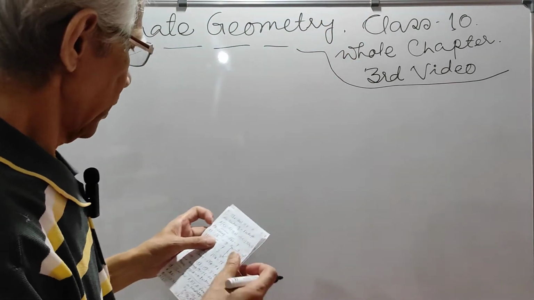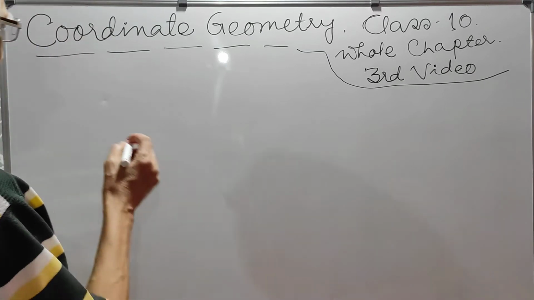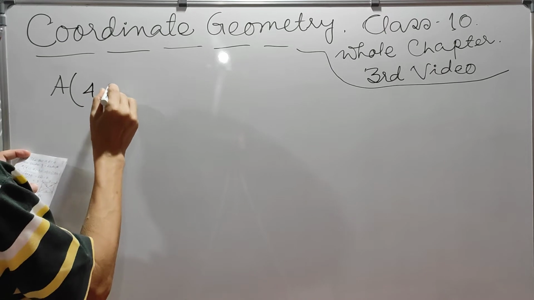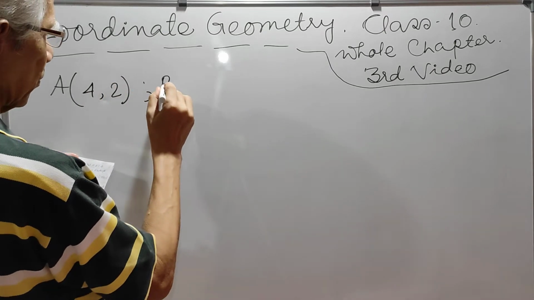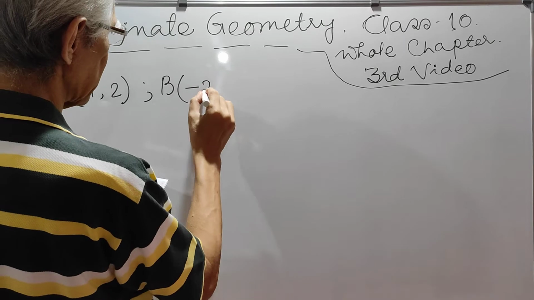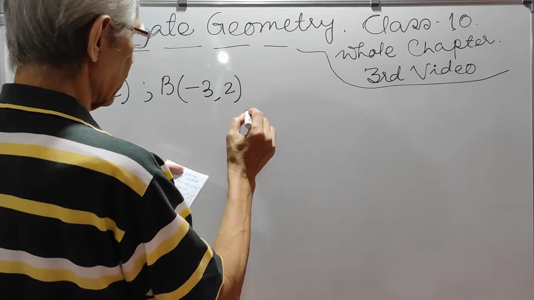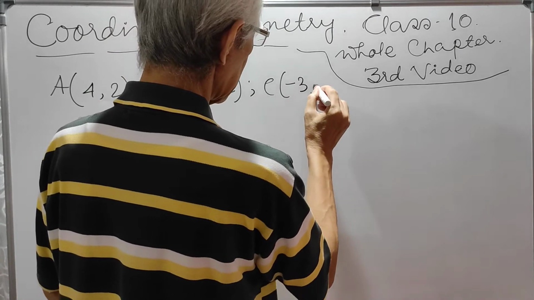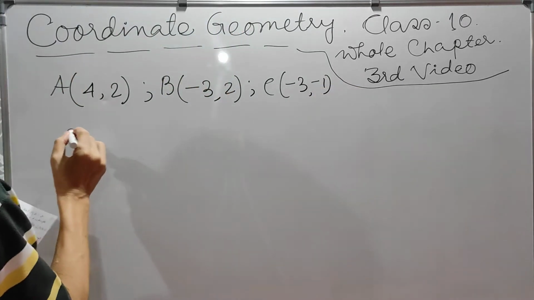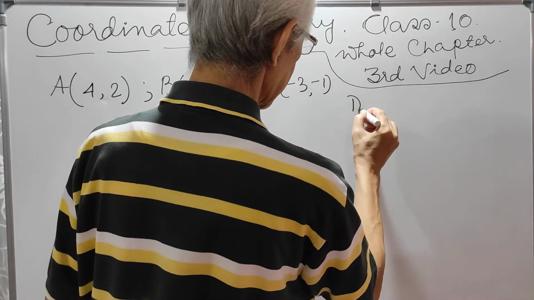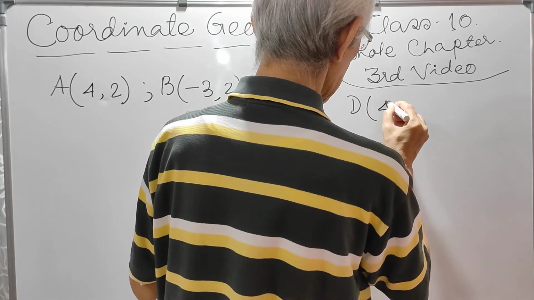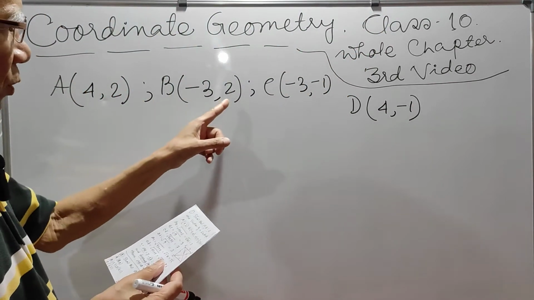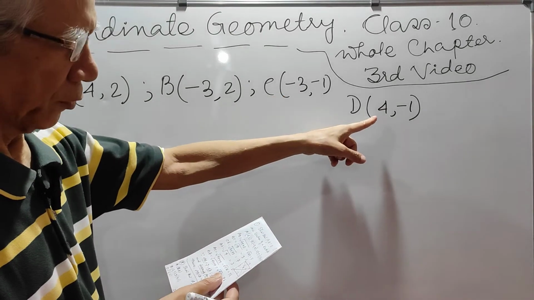All right. Now this is the first question. These 4 points are given. Point A (4, 2), point B (-3, 2), point C (-3, -1), and point D (4, -1). So 4, 2; -3, 2; -3, -1; and 4, -1.